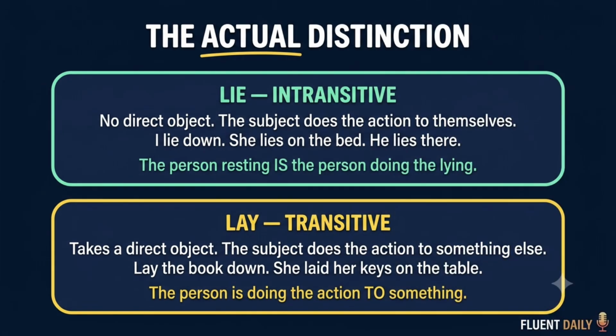The difference is grammatical and precise. Lie is intransitive. It does not take a direct object. You lie down. You lie on the bed. The person doing the action is the same person experiencing it. Lay is transitive. It takes a direct object. You lay the book on the table. You lay your keys down. You are doing the action to something else. The test is simple. If there is an object receiving the action, use lay. If the subject is doing the action to themselves, use lie.